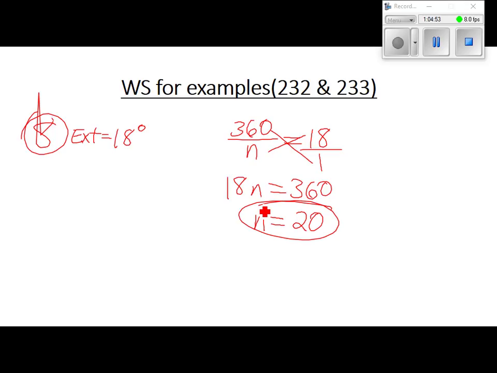Last thing here, when you go to find n, if it doesn't come out nice and even, a whole number, you messed up somewhere. Because n is the number of sides. You can't have 20.3 sides. It doesn't work.